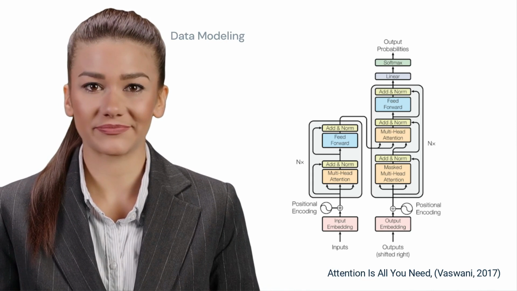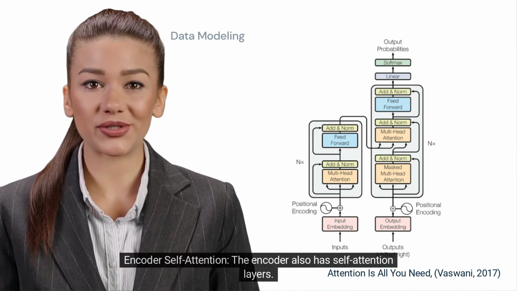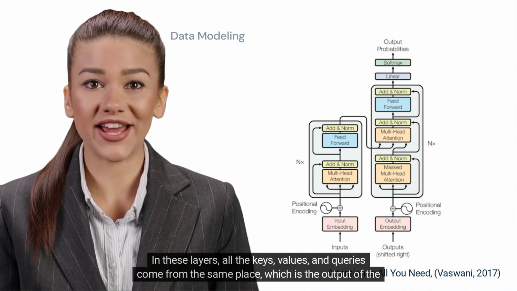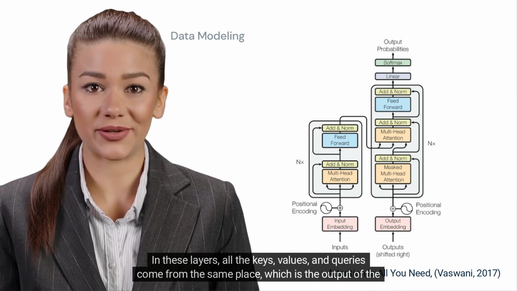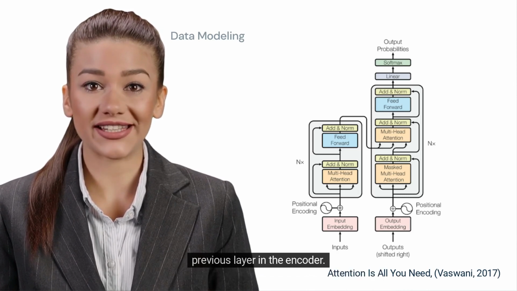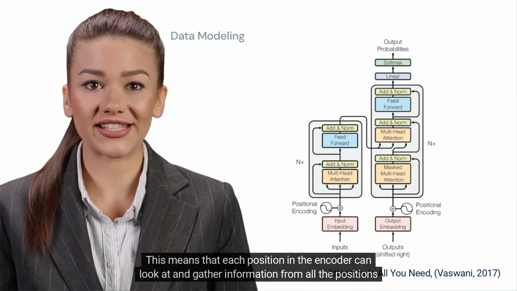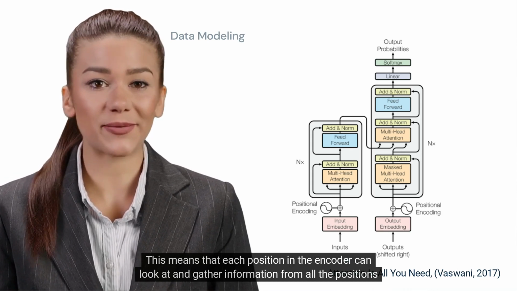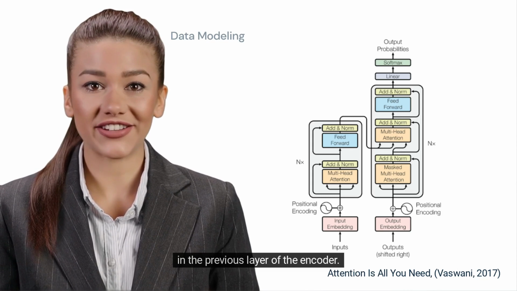models work. 2. Encoder self-attention. The encoder also has self-attention layers. In these layers, all the keys, values, and queries come from the same place, which is the output of the previous layer in the encoder. This means that each position in the encoder can look at and gather information from all the positions in the previous layer of the encoder.